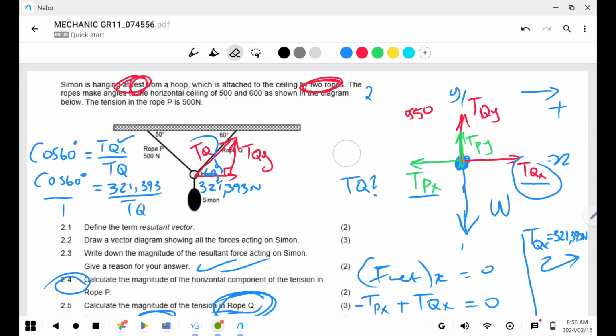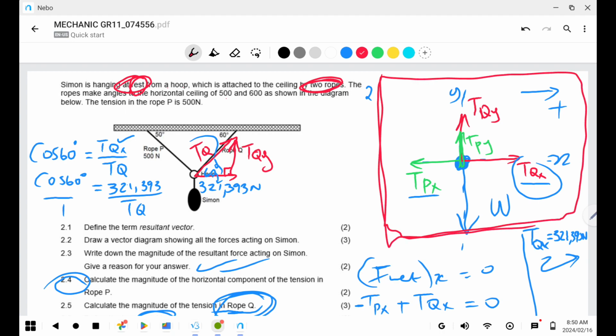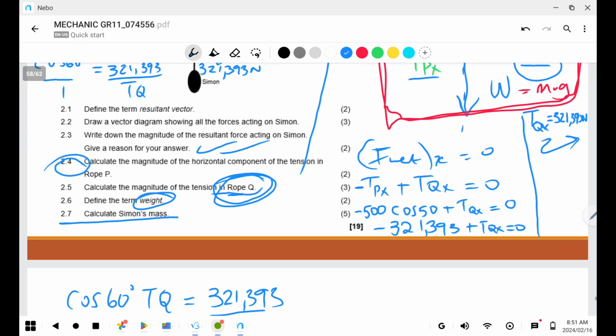If we look at the free body diagram, a free body diagram shows the forces acting on an object. And when we talk about mass, it is not a force. So we need to identify the force that will have the mass in it. And that force is the weight, that is mass multiplied by gravitational acceleration. So it means if we can find the weight, we'll be able to calculate the mass of Simon. But looking at the weight, where is it located? Along the y direction.